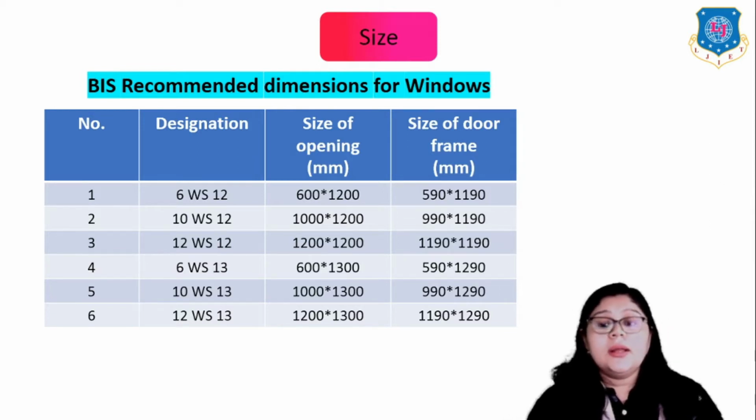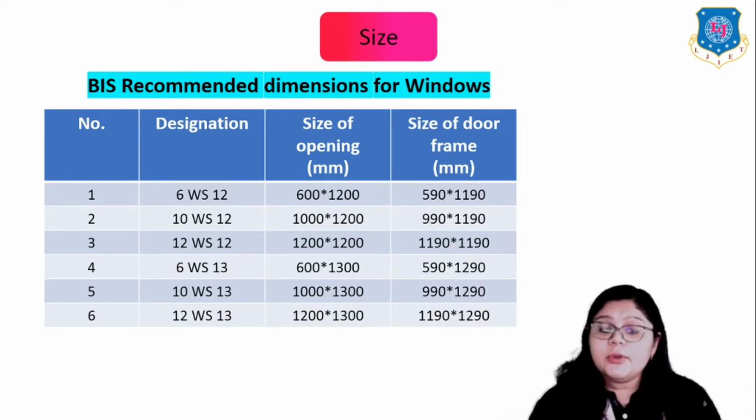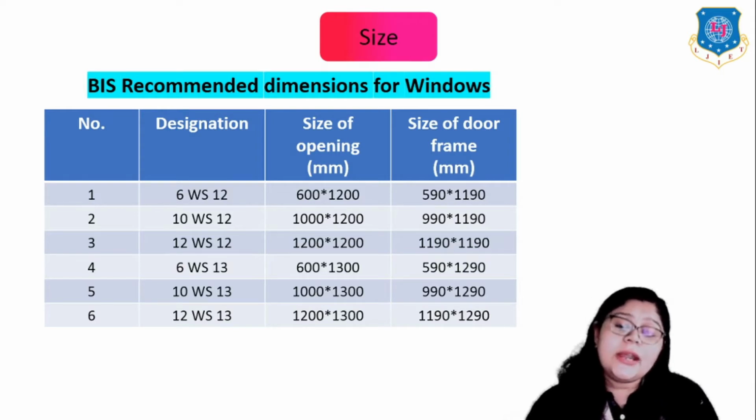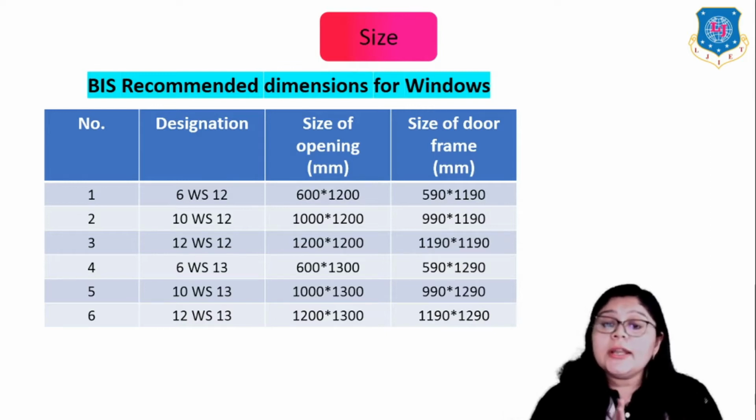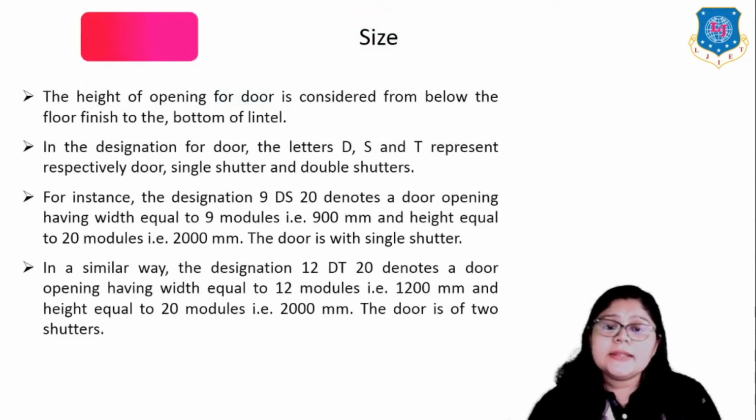Again, in the end, we can increase it up to 13. So 6WS13, 10WS13 and 12WS13. So accordingly the size and their frame sizes vary. So how to understand this designation?